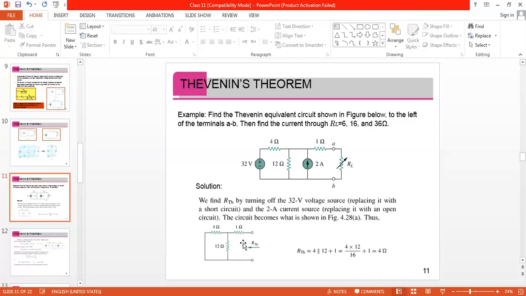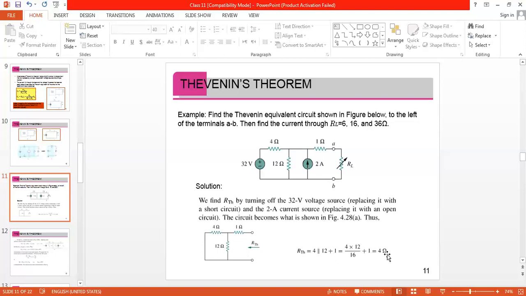Now, if you analyze this circuit, when the current passes through this 1 ohm resistance and reaches here, there are two paths. One is through this 12 ohm resistance and the other is through this 4 ohm resistance. So these two resistances are in parallel with each other. We can find the parallel combination of these two resistances using the formula for parallel resistors, and then the total of these two will be in series with this resistance. So the total resistance, that is the Thevenin resistance, is equal to the parallel combination of these two resistances plus the series resistance, which is equal to 4 ohm.